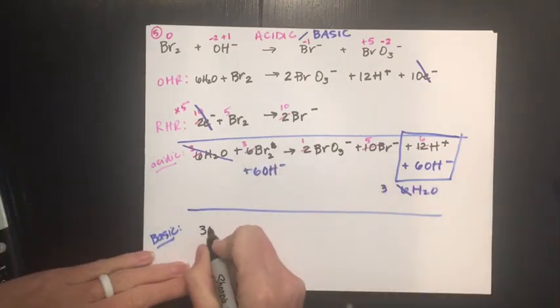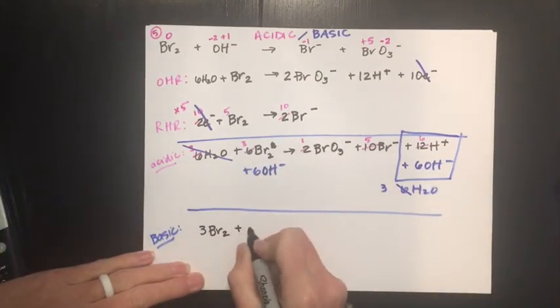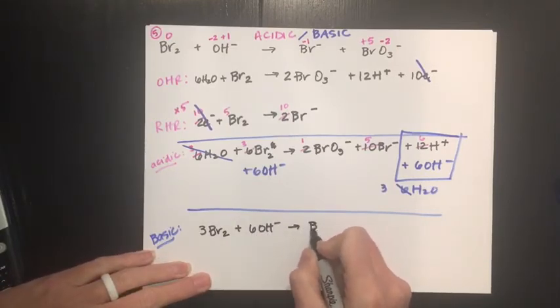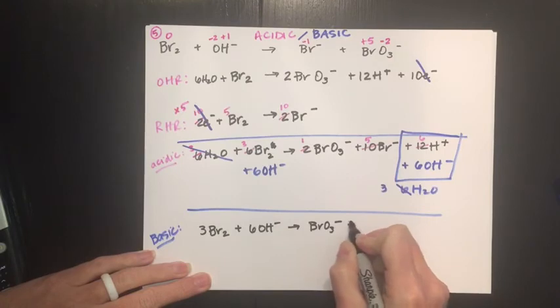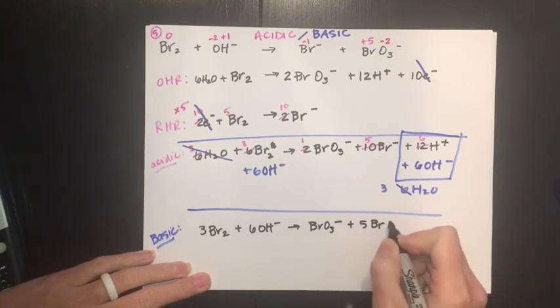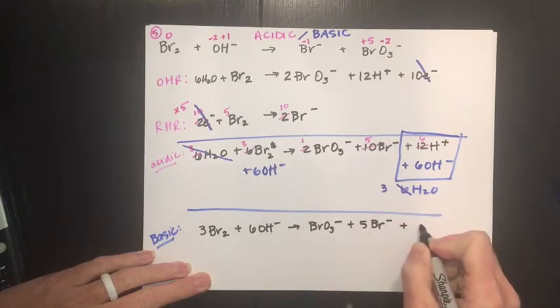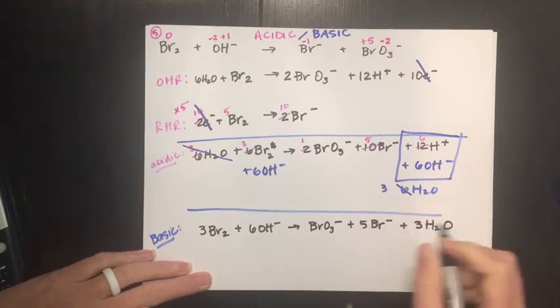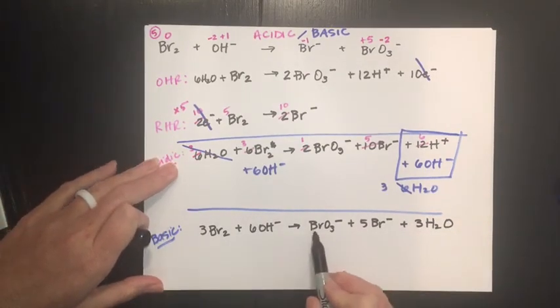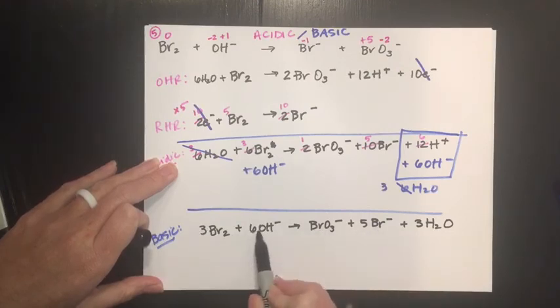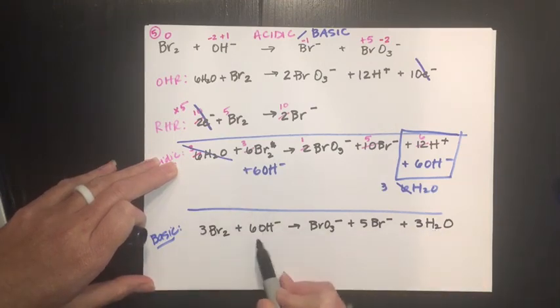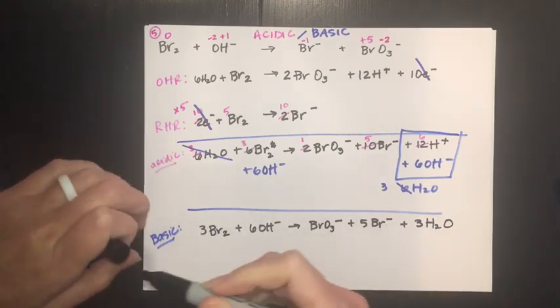3 Br2 plus 6 OH minus goes to BrO3 minus plus 5 bromide plus 3 waters. Okay, let's count one more time. 6 bromine, 1 plus 5 is 6. 6 oxygens, 3 plus 3 is 6. 6 hydrogens, 6 hydrogens there. Overall charge here -6. Overall charge here -6. Balanced.